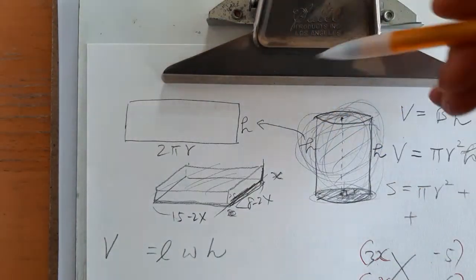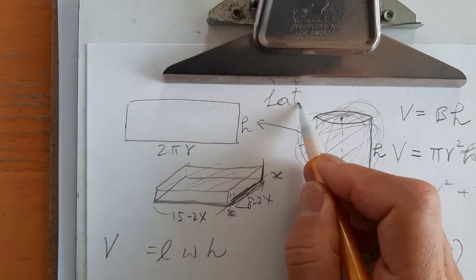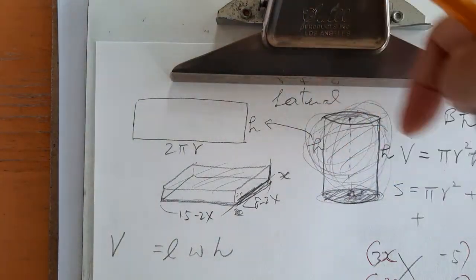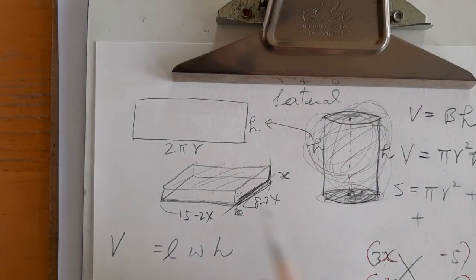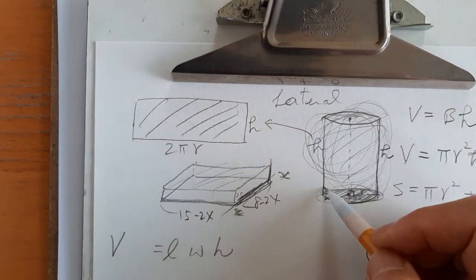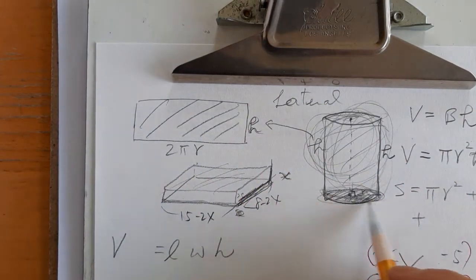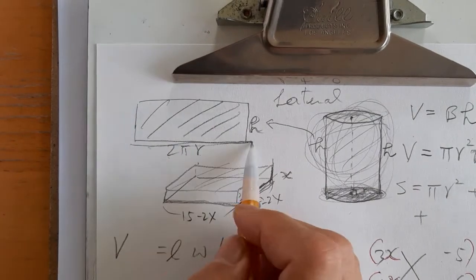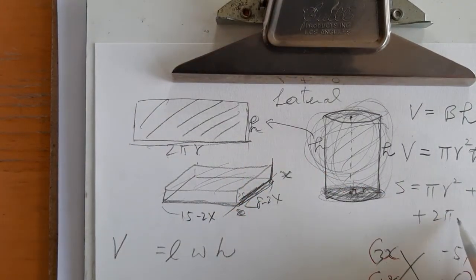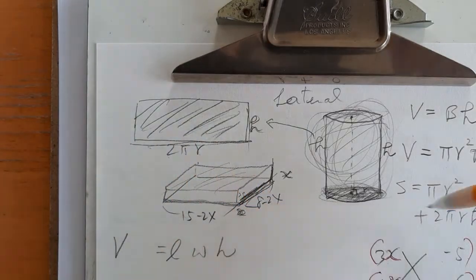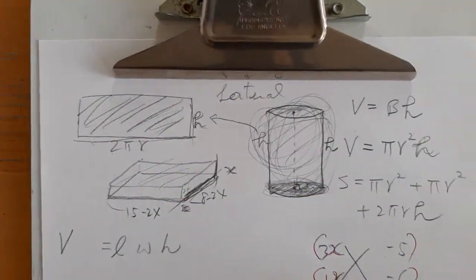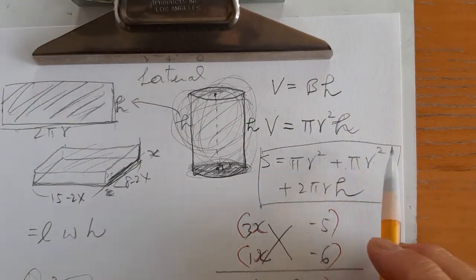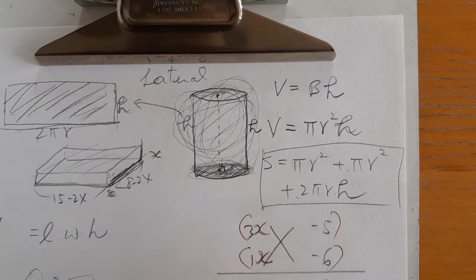This we call the lateral surface area, the area around this container. This side is height, and the circumference of the circle is 2 pi r. Length times height, so 2 pi r times h is the lateral surface area. Then add together to get the surface area. So pi r squared plus pi r squared is 2 pi r squared, plus 2 pi r h is the surface area.